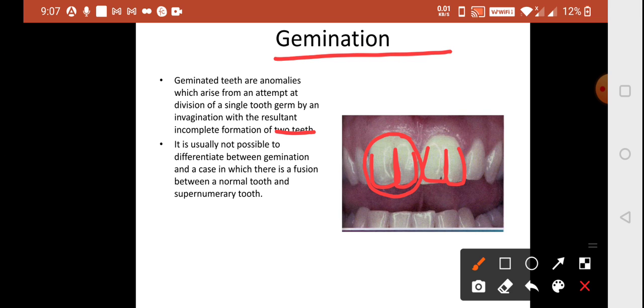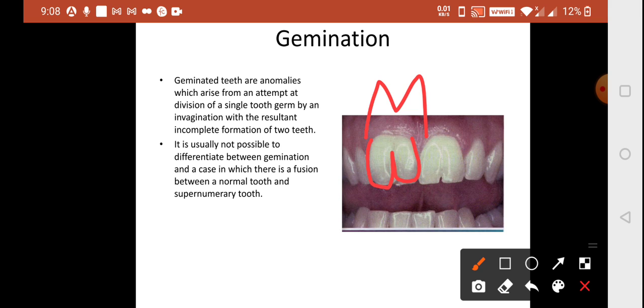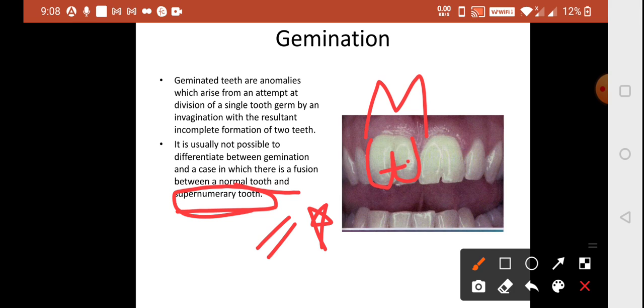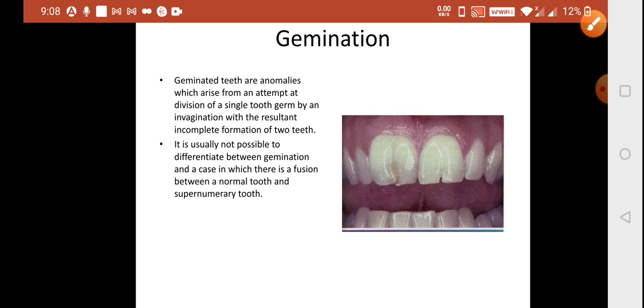That is why this is known as gemination, in which anomalies arise from an attempt at the division of a single tooth germ by an invagination, with the resultant incomplete formation of two teeth. It may appear that these are two teeth, but they are not actually two teeth. They have tried to invaginate the crown only. The root will be one. It is usually not possible to differentiate between a gemination and a case in which there is a fusion between a normal tooth and a supernumerary tooth. You are going to face this clinically: whether it is a normal tooth and a supernumerary, some extra tooth that has been fused, or what has happened. So this is gemination.